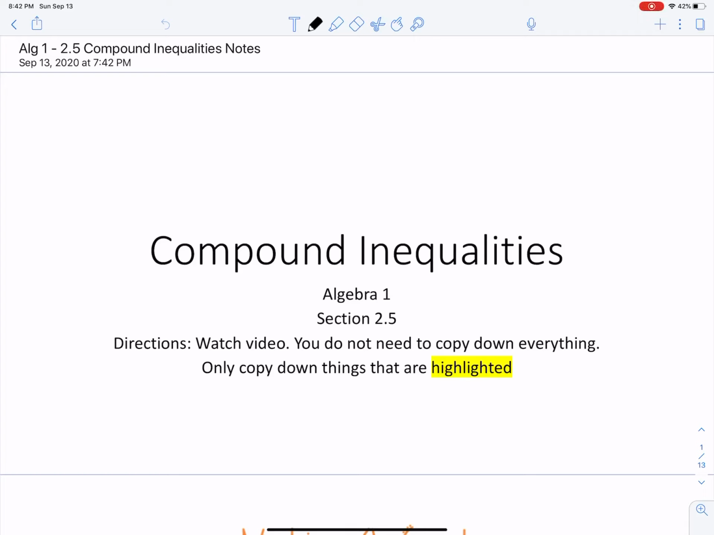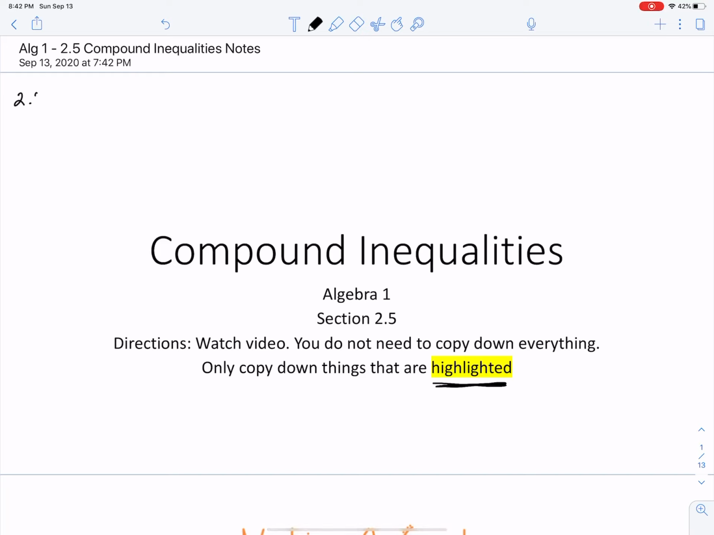Hey there, Algebra 1. These notes are going to be a little bit different than your other video notes. You only need to write down things that are highlighted, as you'll see here. However, I do need you to start by labeling your notes.